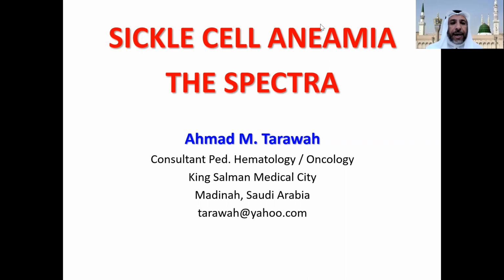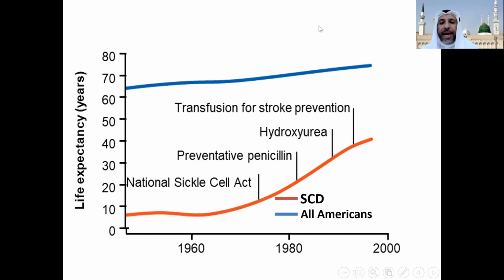Sickle cell anemia has progressed over the years, since it was described by James Herrick 100 years ago. People kept working on it, starting from penicillin prophylaxis, hydroxyurea trials, STOP trials, TWiTCH, SWiTCH, and so on. The lifespan of sickle cell anemia patients compared to the normal population is picking up, and it is improving over the years.